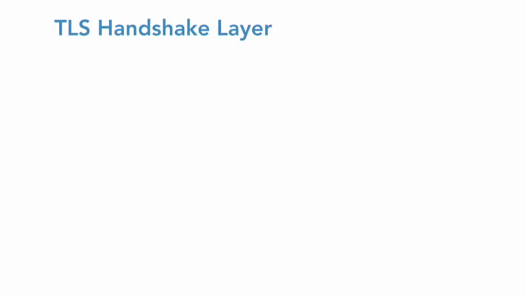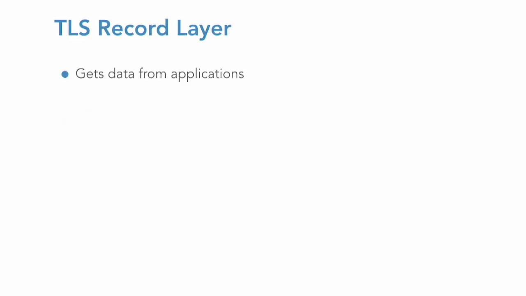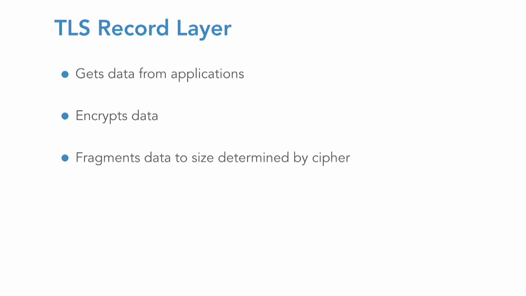There's 2 parts to how SSL and TLS works. We'll refer to the layers by their current names, TLS Handshake and TLS Record. The TLS Handshake layer manages which cipher will be used, the authentication, and the key exchange. Handshaking is only done once per session. The TLS Record layer gets data from user applications, encrypts it, fragments it to the size determined by the cipher, and sends it to the network transport layer.